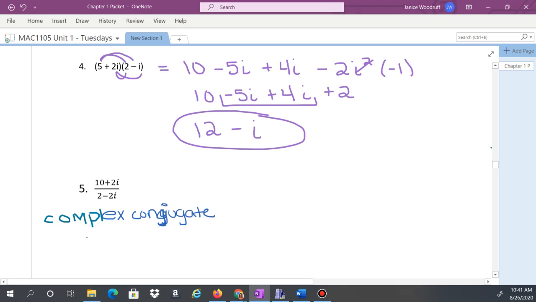Okay, so the complex conjugate, all you do is change a sign in the middle. So we're gonna write that down: change middle sign. What that means is this sign here. So 2 minus 2i, we would change that to 2 plus 2i. That's it. You change a sign in the middle.